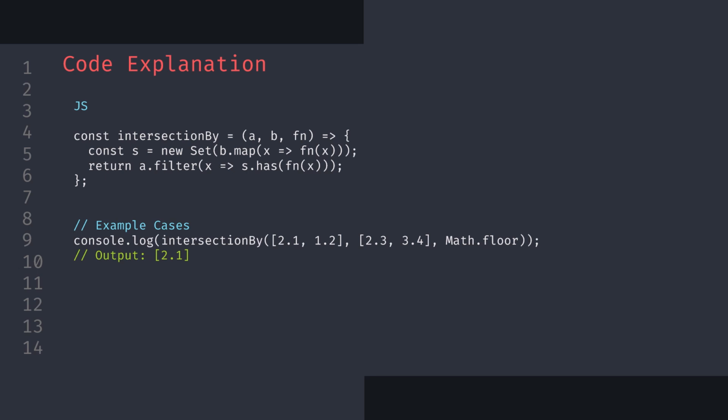This function uses a set to store transformed values of array B. Then it filters array A, checking if each transformed element exists in that set. Simple, efficient, and very readable.